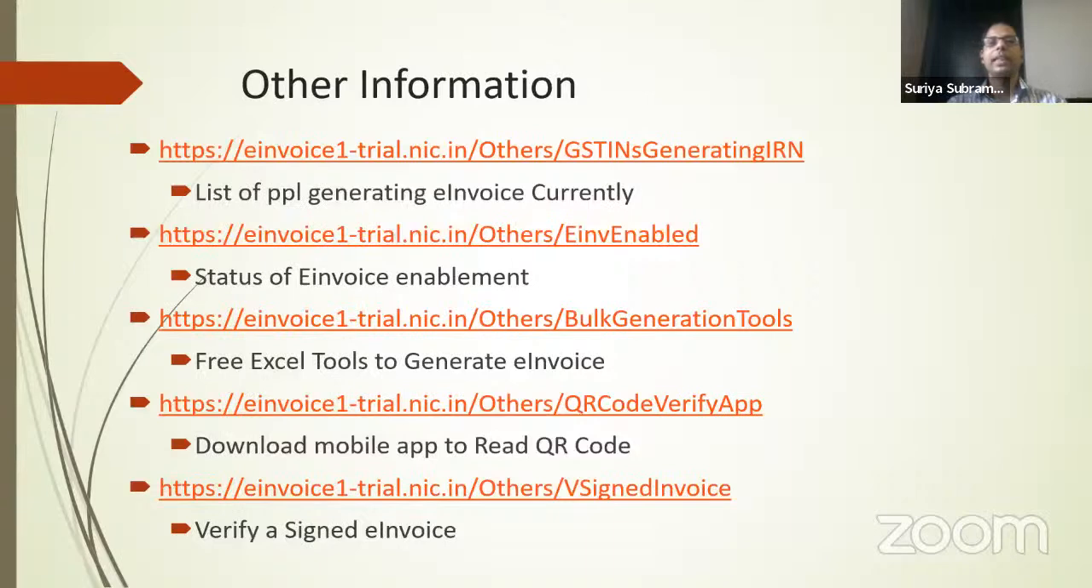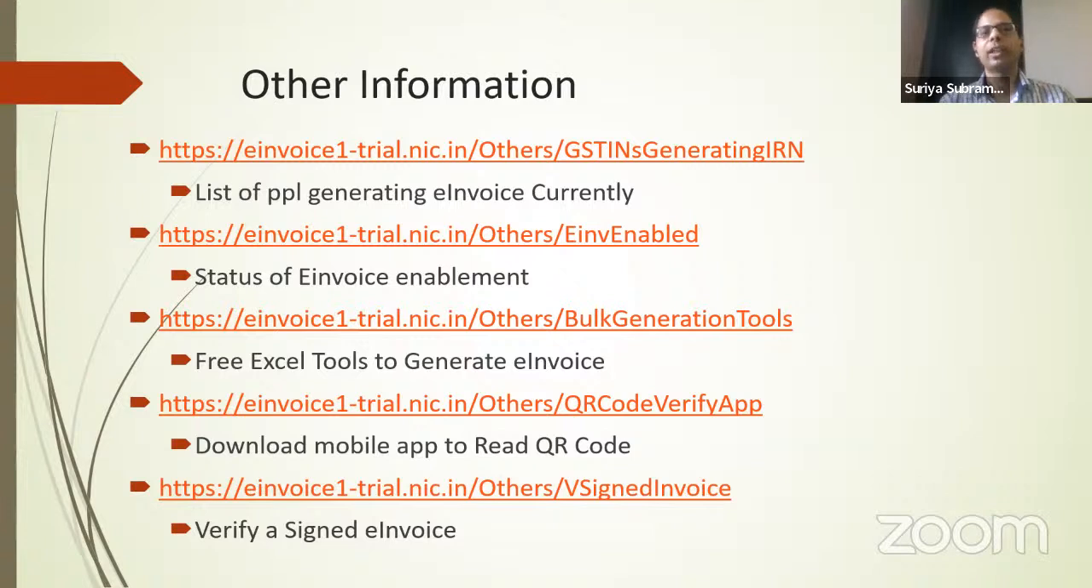Here are some other related portals. You can find the list of GST numbers generating IRN. There is this portal here. You can also check whether a particular taxpayer is eligible for e-invoicing. The government has provided bulk generation utilities. You can use them. In fact, we are conducting a poll. We have seen that most of the people who have not yet used other utilities are using the government's utility.